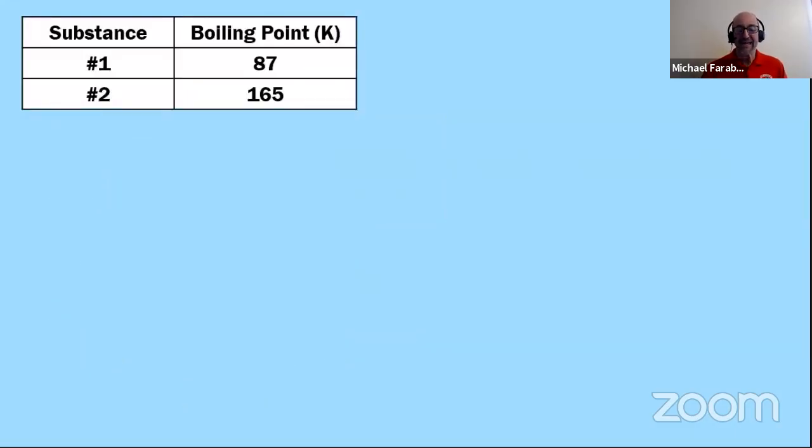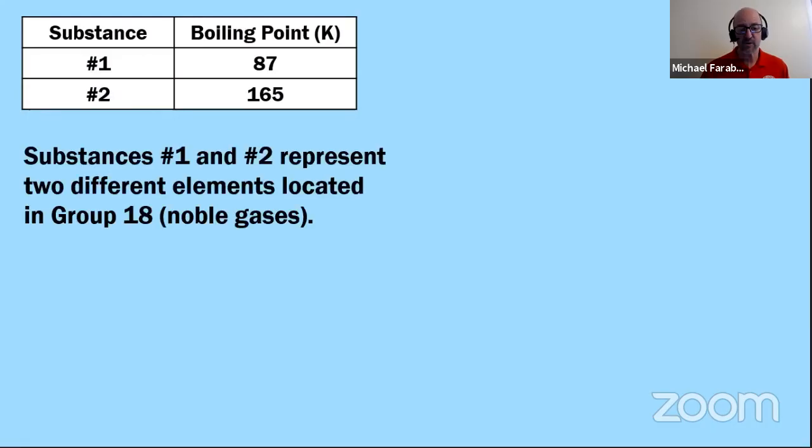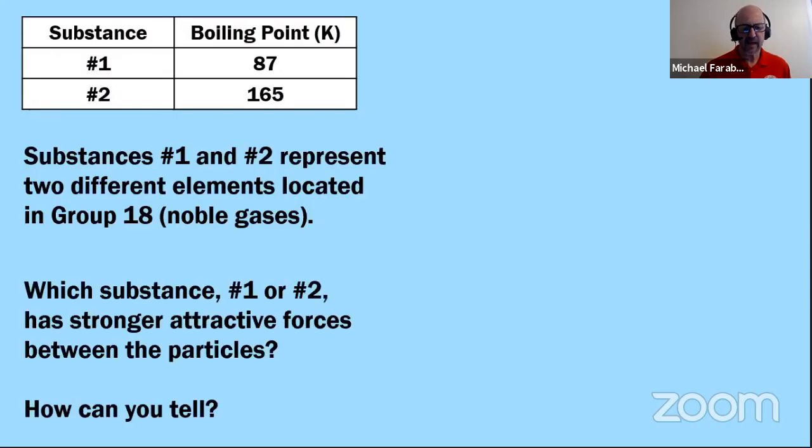Okay, let's talk about how we can tell the relative strength of the interparticle or intermolecular forces based on some data. You're looking at a data table with boiling point of 87 and 165. We don't know what these substances are. They're just labeled as 1 and 2. Let me give you a little more information. Substances 1 and 2 are two different elements located in group 18 on the periodic table, so the noble gases. Which substance, 1 or 2, has the stronger attractive forces between the particles, and how can you tell?